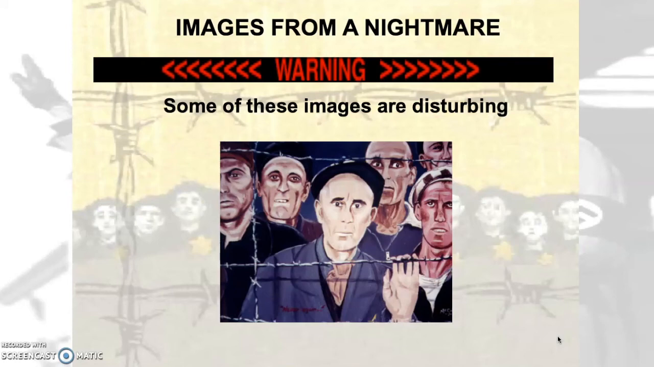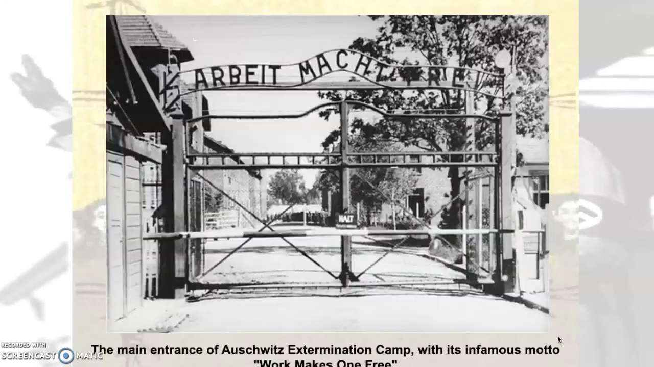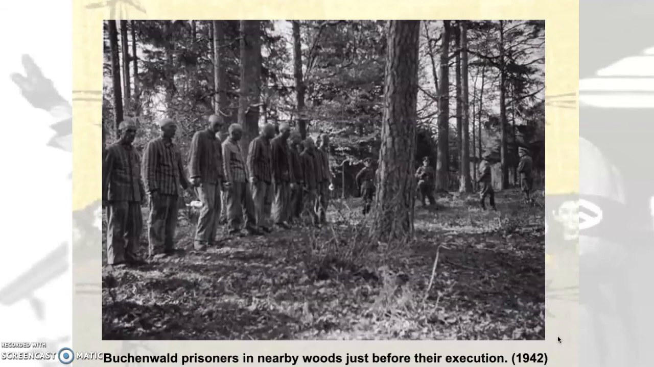All right, so the next one, they are just some images of the Holocaust. If you don't want to watch the rest, this is fine, but these are just some images that were taken of the concentration camps. So they can be a little upsetting. This is the main entrance to Auschwitz. And these are prisoners that are lined up just before their execution in the woods. So they would take them out to the woods and execute them, most likely by shooting.